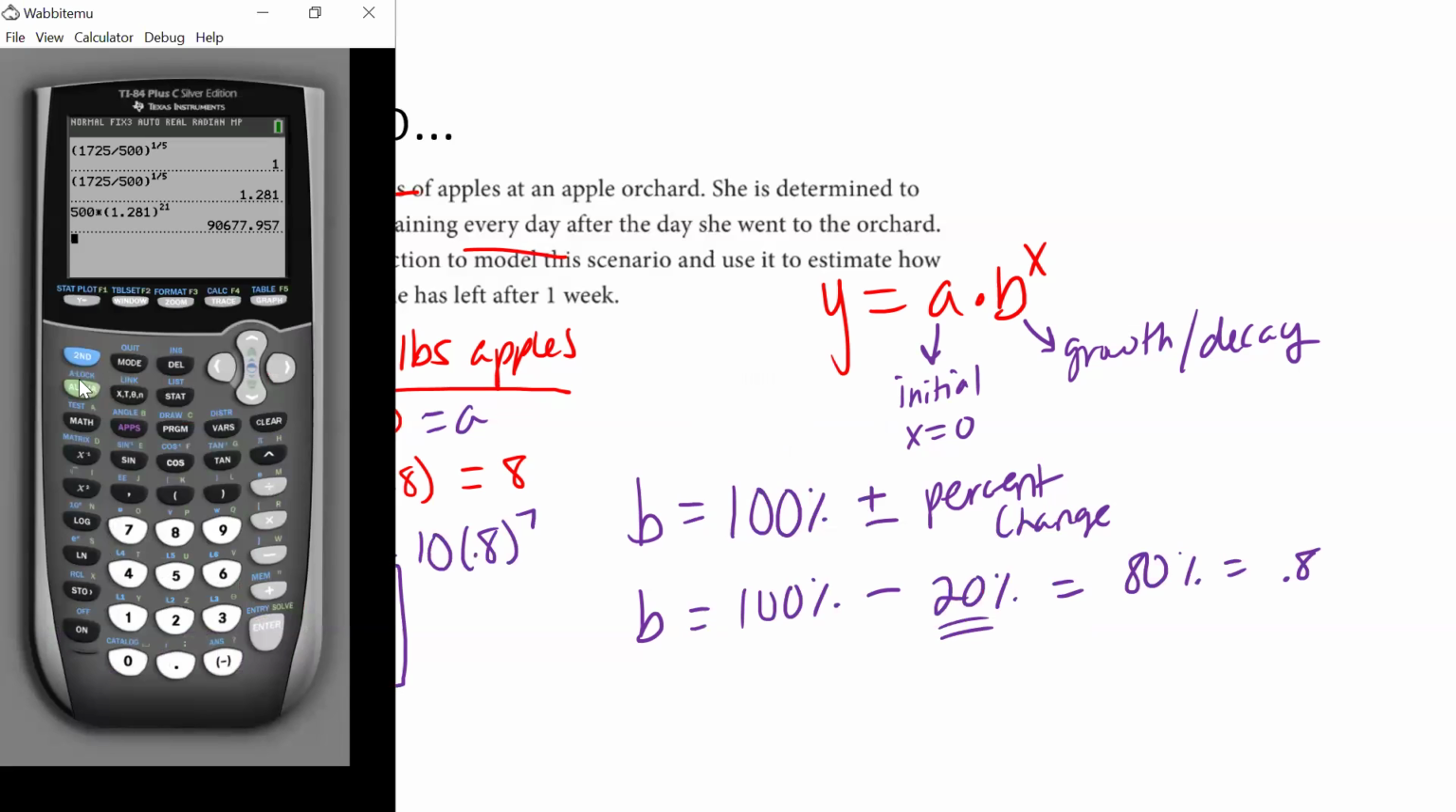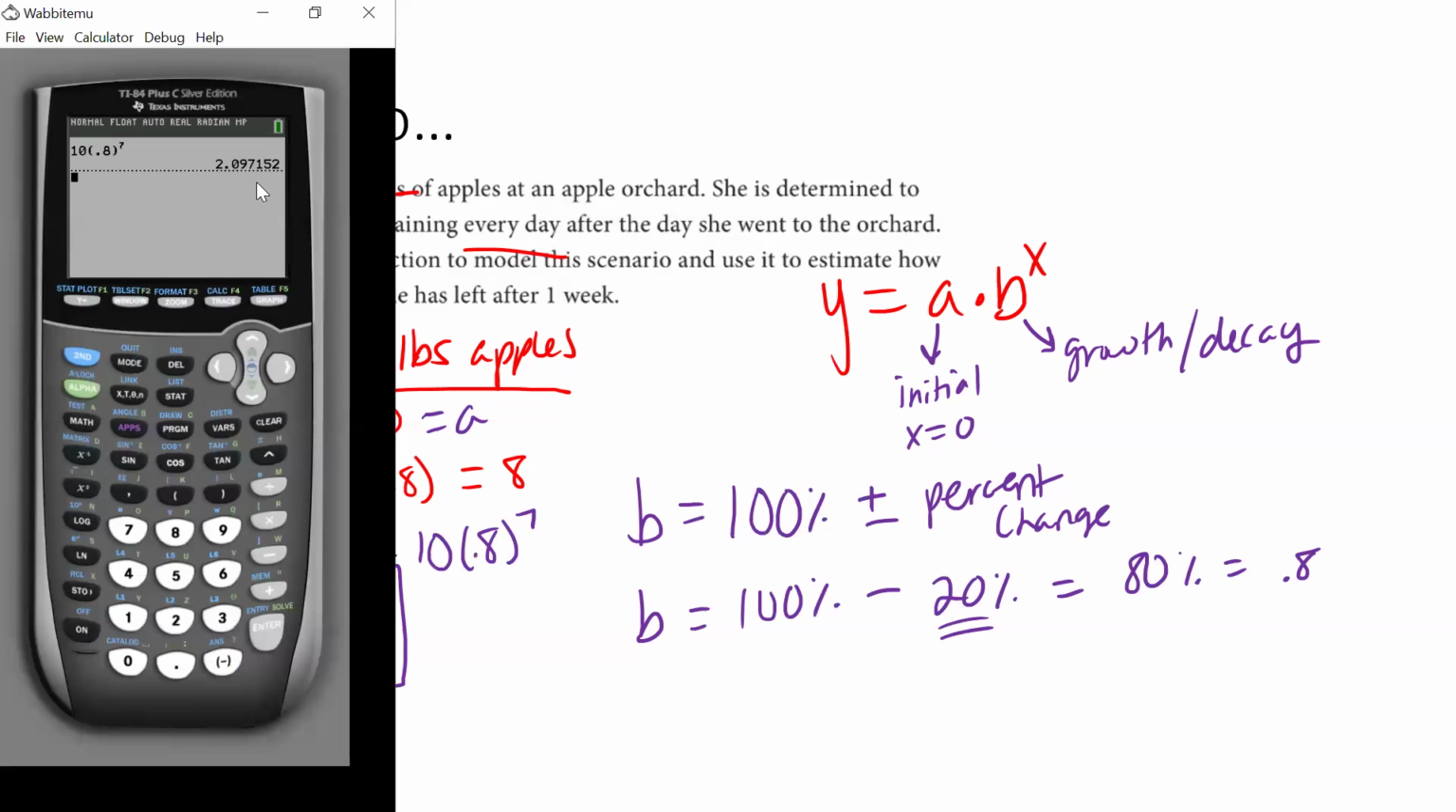Turn on Sylvie. I'm going to clear her. And I'm putting in 10 parentheses 8/10 to the 7. So after 7 days, how many pounds of apples is she still working with? She's working with approximately 2.097.